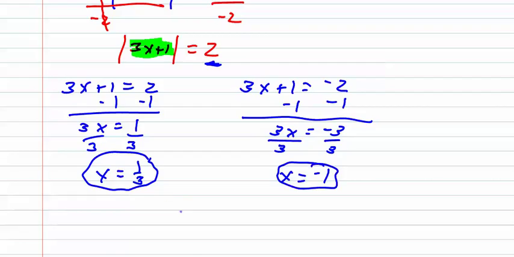Another way to write the answer is to use set notation, curly braces, 1/3, and negative 1. Must be the curly braces, can't be parentheses or brackets that look like this. Must be the ones that look like that, which is hard for me to write.